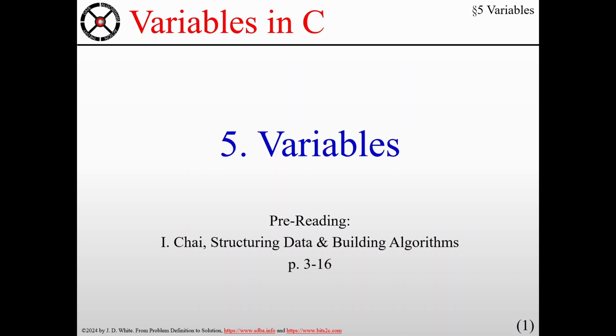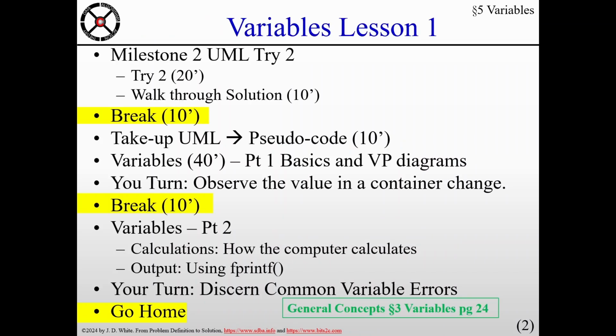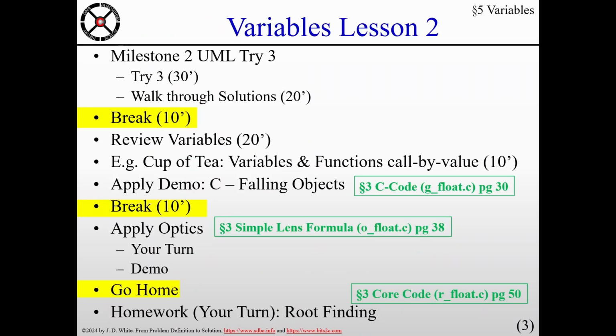We're continuing with variables again. This is basically the way we'll be doing it. Milestone 2, try 3. We'll start with that, and then we'll walk through the solutions. Then we'll have a break. After the break, we'll review variables. I'll give an example of a cup of tea, variables and functions called by value. And then we'll start to apply C coding for falling objects. We'll work together as we apply that.